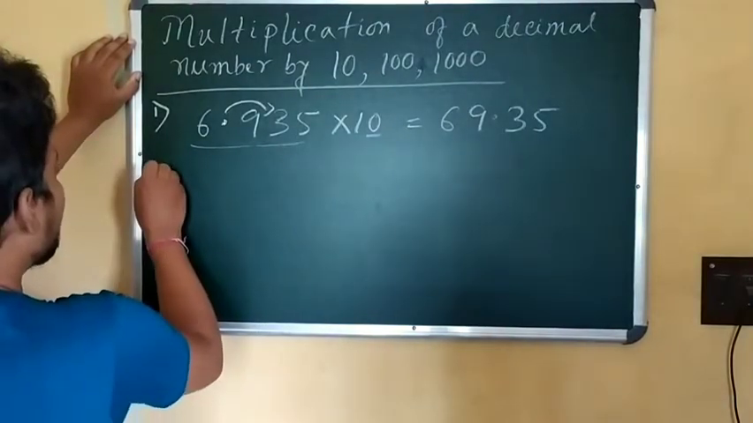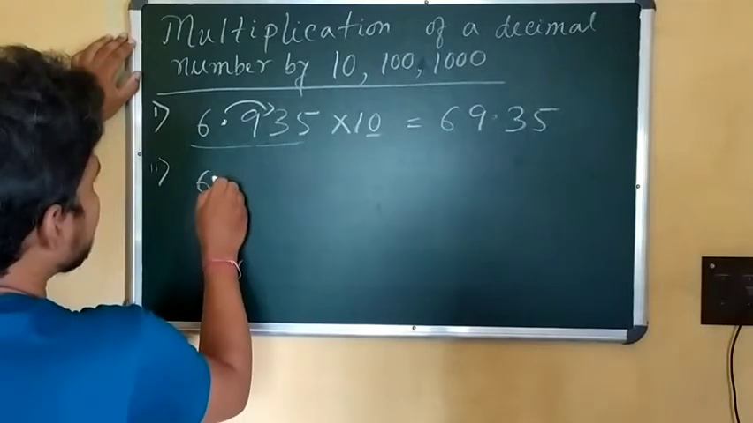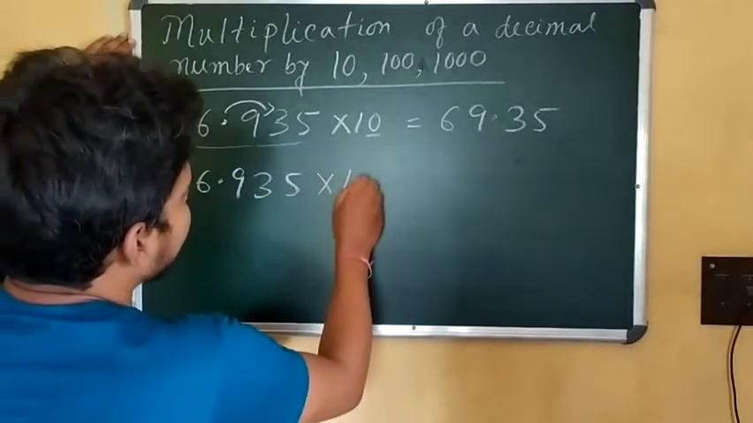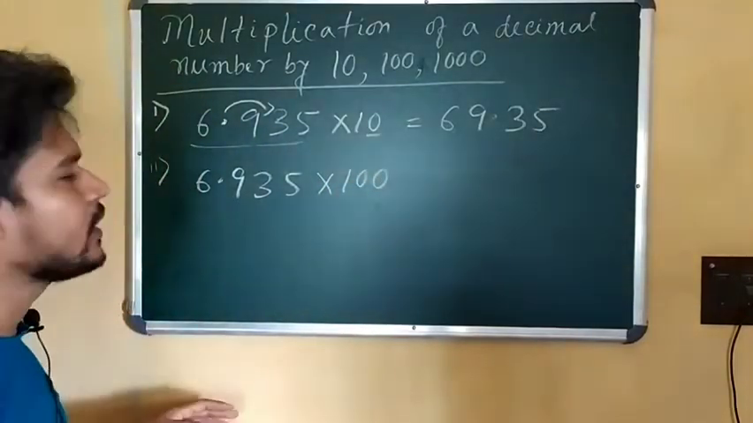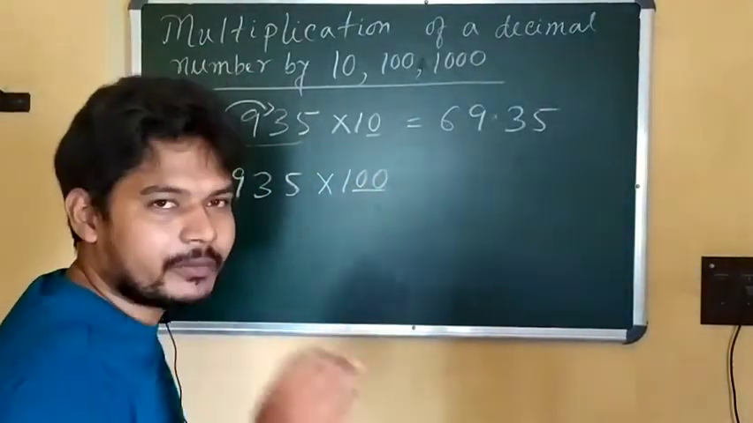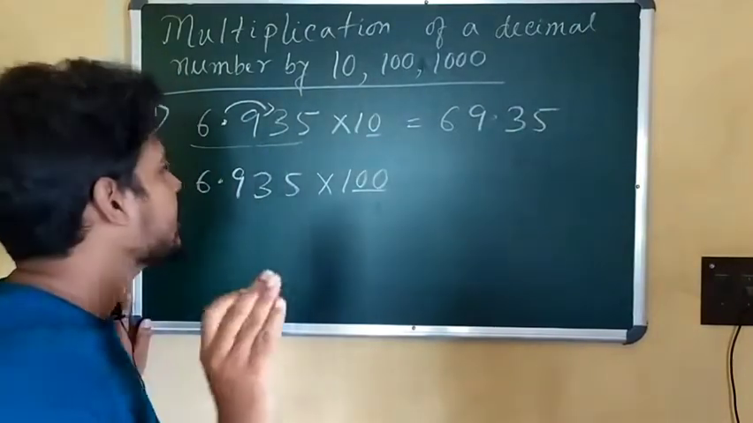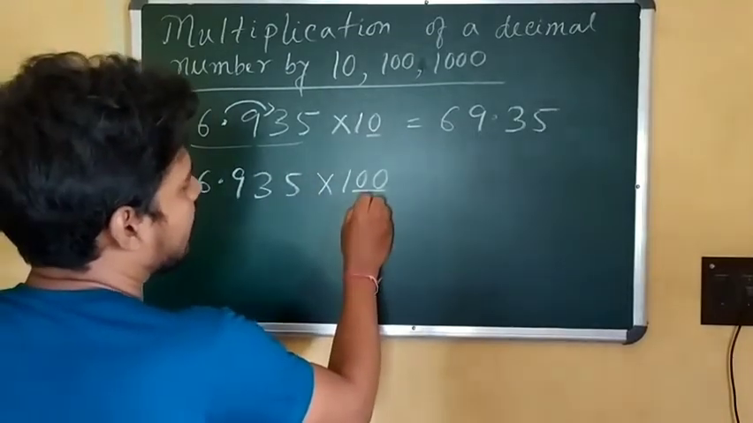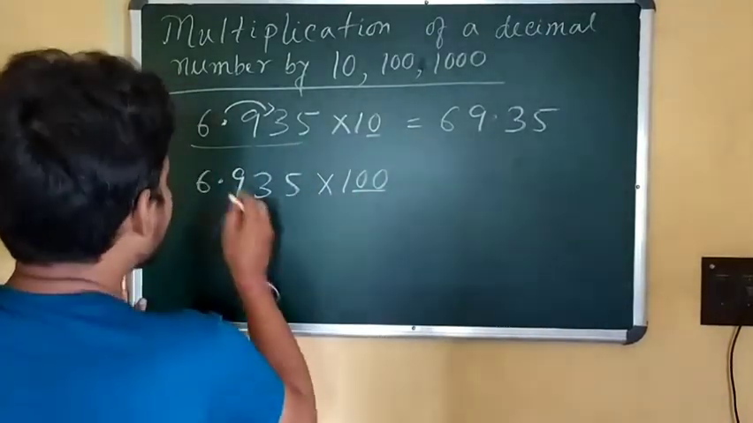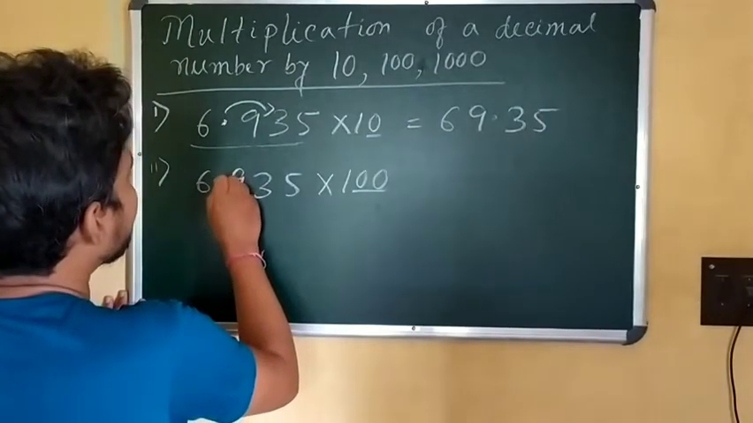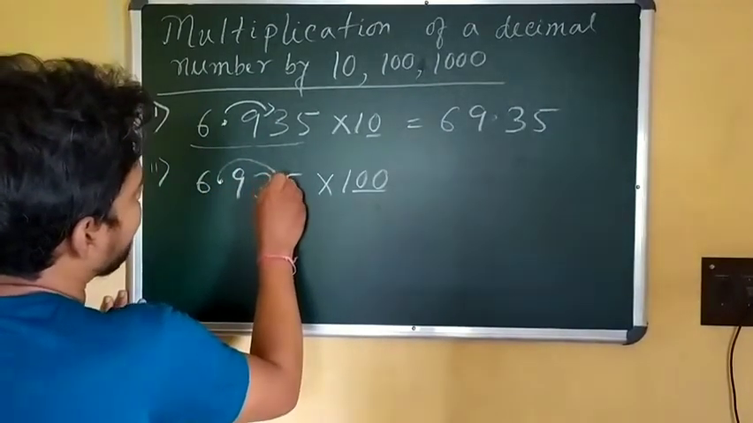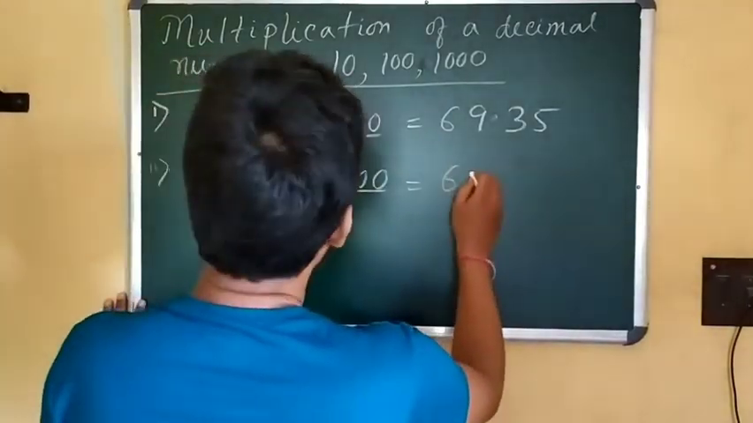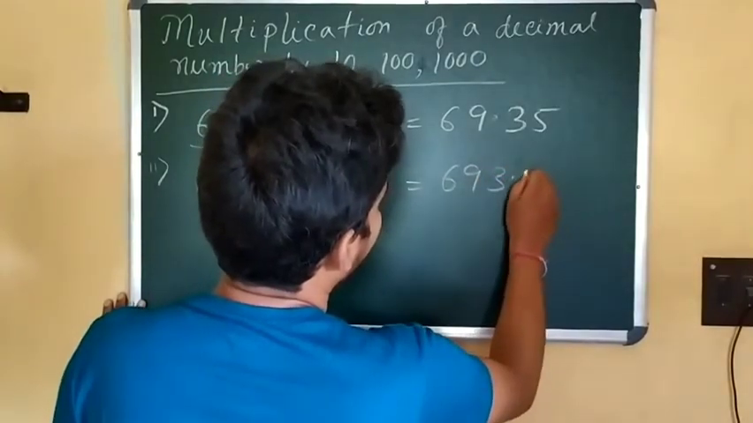You take the same number, 6.935, then you multiply this number by 100. Here also you have to do the same, it is a very simple and easy method. When you multiply any number by this kind of number, at first you count how many zeros are there. 2 zeros are there, so you have to shift the decimal point 2 digits right. That means this point will come here. Then our answer will be 693.5.